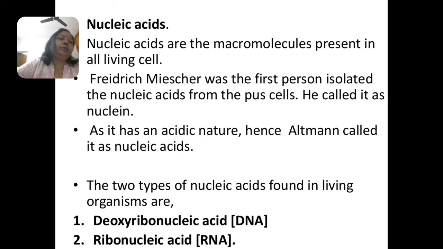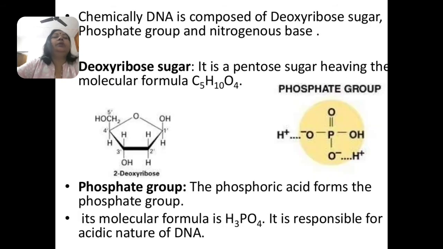There are basically two types of nucleic acid found in living organisms, as we know. One is deoxyribonucleic acid and another is ribonucleic acid, DNA and RNA. Now come to the DNA. What is DNA? We know that DNA is a long polymer of deoxyribonucleotides. The length of a DNA is usually defined as a number of nucleotides or a pair of nucleotides, termed as base pair.